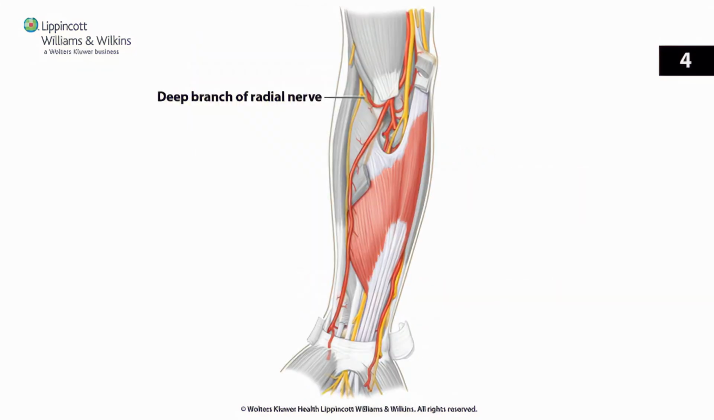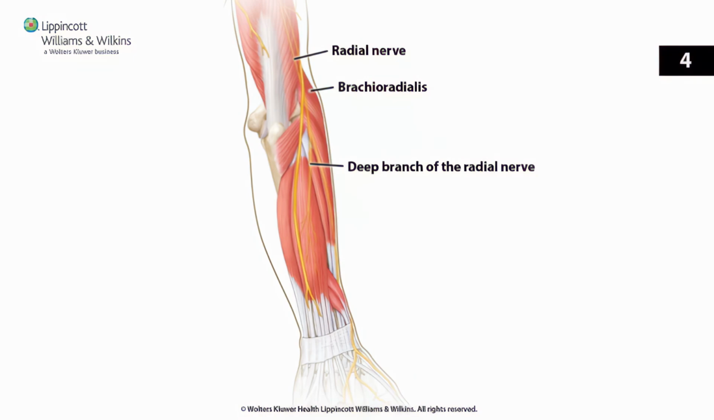Now, there is a deep branch of the radial nerve, and it innervates the supinator and brachioradialis. These act to supinate the forearm. Now, the brachioradialis doesn't follow the rules of the radial nerve very well, though. Most of the muscles act to extend, but the brachioradialis acts to flex the forearm, and it can pronate a little as well, depending on the position of the arm. The deep branch also innervates the extensor carpi radialis longus, which is just next to the brachioradialis muscle, and it's going to act to extend the wrist.